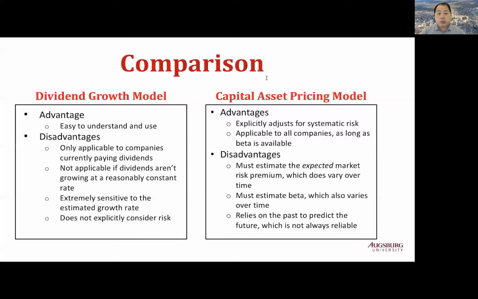To resolve this issue, we can use CAPM. CAPM is also easy to use and applicable to all companies if beta is available. Since we directly use beta, it explicitly adjusts for systematic risk. However, we must estimate the expected market risk premium, which varies over time. We must estimate beta, which also varies over time. CAPM relies on past information to predict the future, which carries forecasting error.